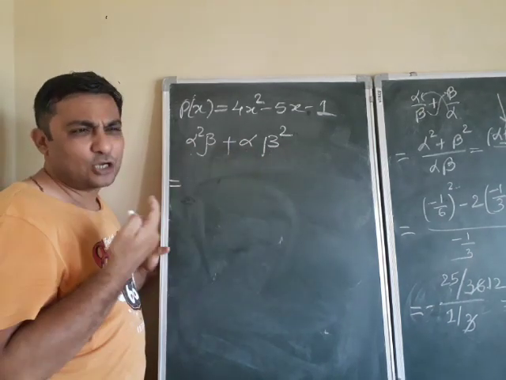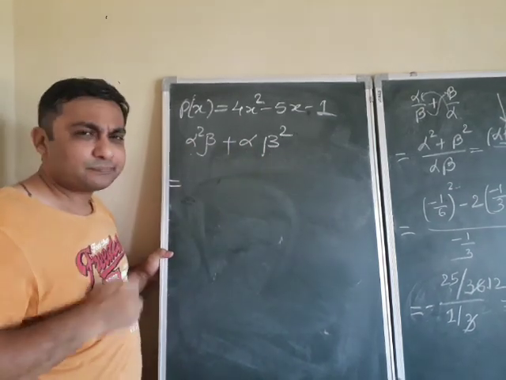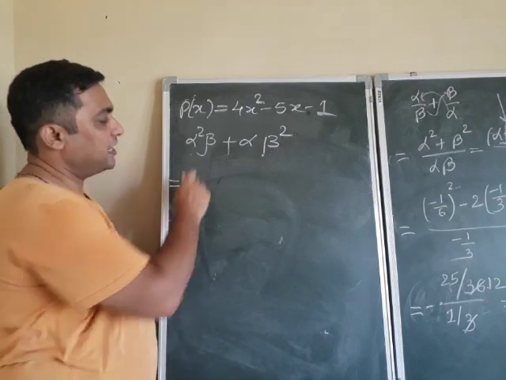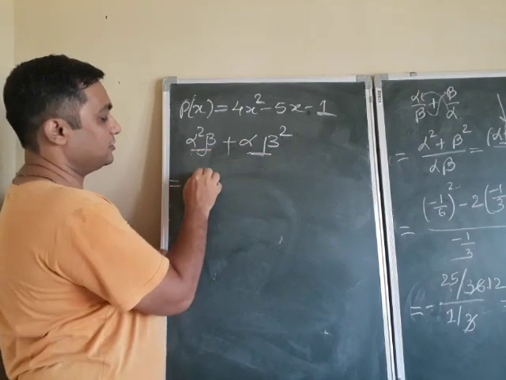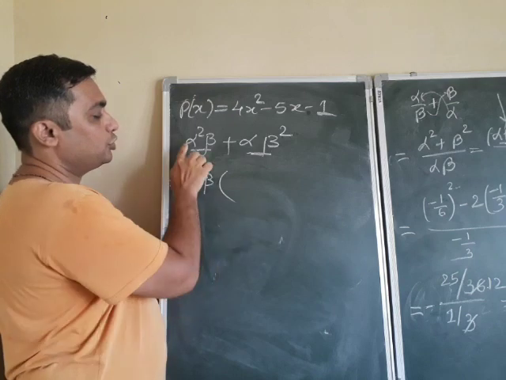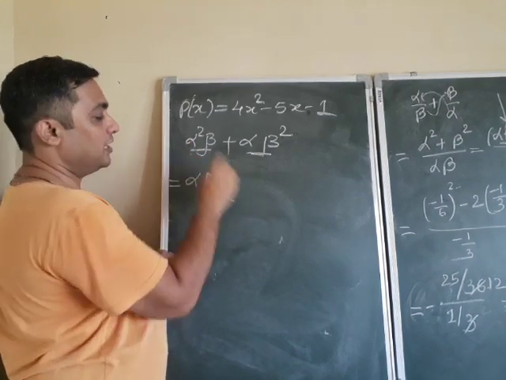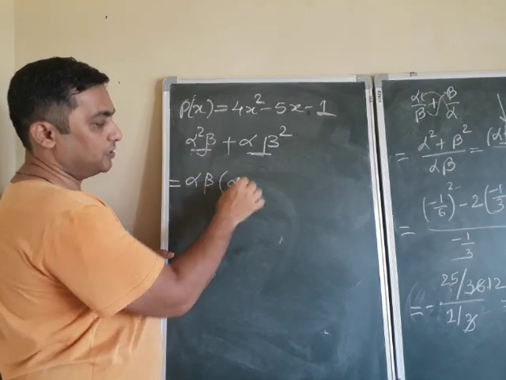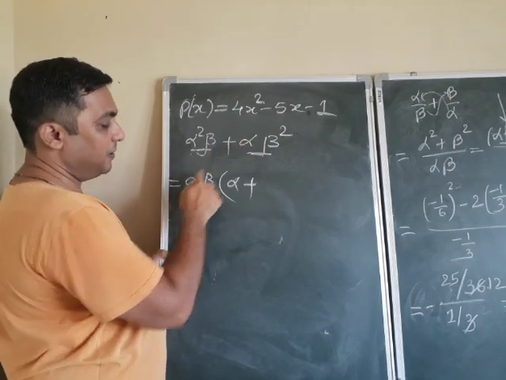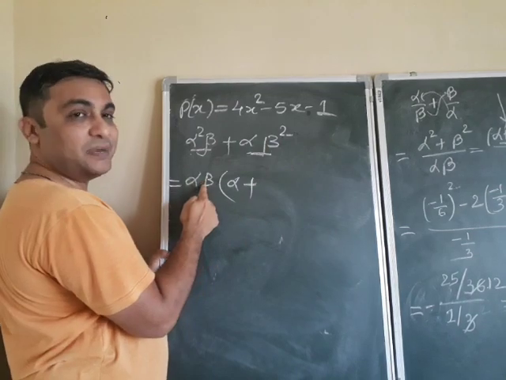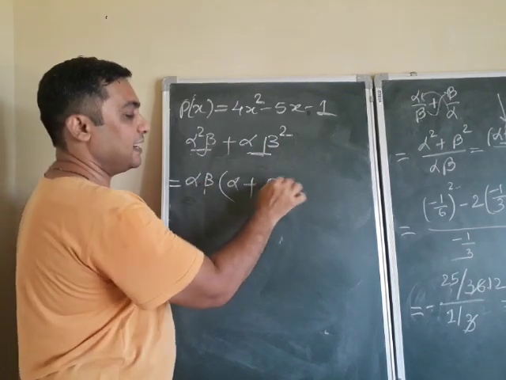Can you see anything that is common? Yeah, alpha beta, alpha beta is common. Alpha into beta. So what is the remaining thing? See, from alpha square, alpha is common, so 1 alpha is left. Beta is common, plus remains plus. Alpha is common and from beta square, 1 beta is common. So 1 beta is left.